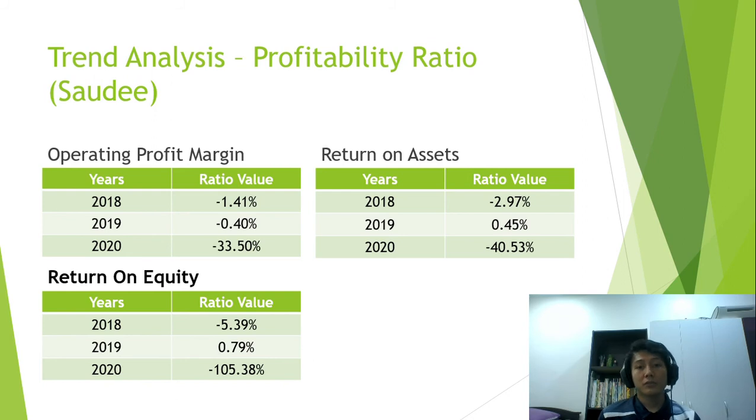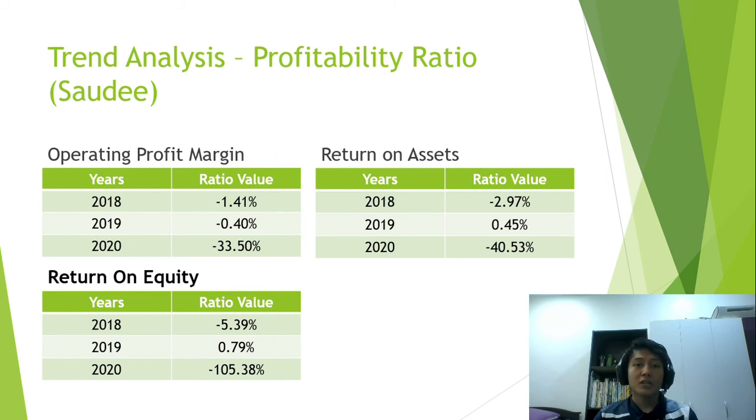Saudee Group has return on asset for all 3 consecutive years show poor ratio performance too. This is because the company suffered a net loss in both 2018 and 2020. Although in 2019 the company had a positive value of return on asset, it's still too low to indicate as good performance in return on asset. A low or negative value of it suggests that the company cannot use its asset effectively to generate income.